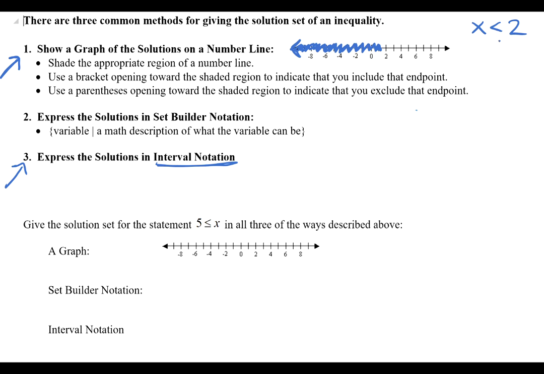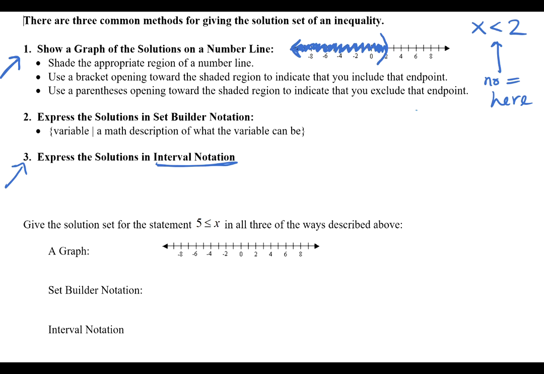Now, whether you include it or exclude it depends on whether you have an equals in the statement. There is no equals here, so that means we exclude the number 2. We're only going right up into 2, but not including it. So we're going to use a parenthesis right at 2 on the number line to indicate that we want to include up to 2, but not 2 itself. This is how we would show our solution set. Now I'm going to skip set builder for a moment and go to interval notation next.